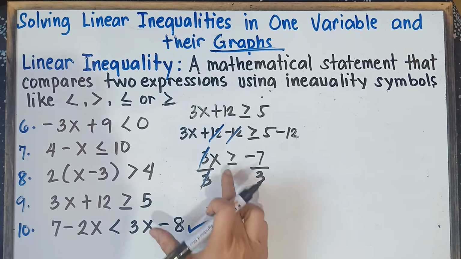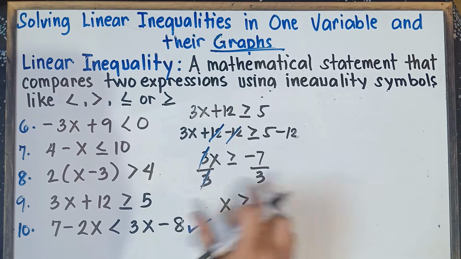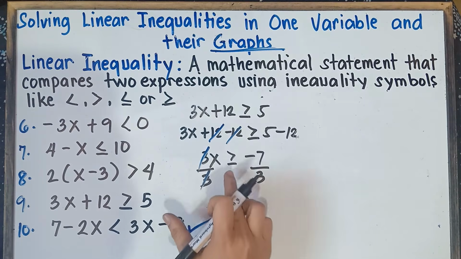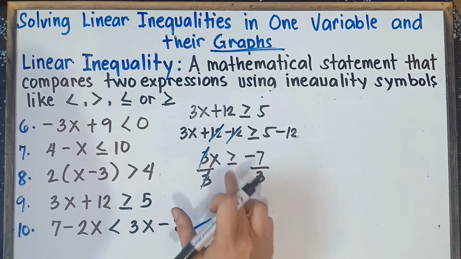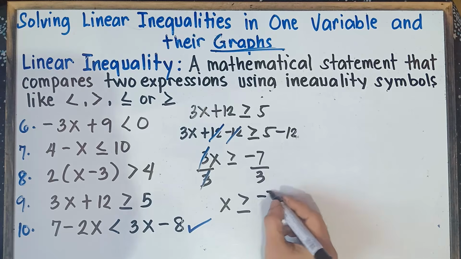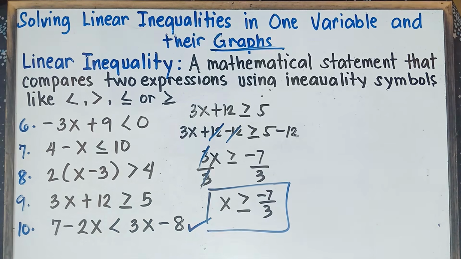to, once again class, no need to change the sign of the inequality because we divide this one by a positive number. We divide this one by positive 3. So no need to change the sign, class. No need to reverse the sign. So x is greater than or equal to negative 7 over 3. Alright, so therefore class, we estimate this one.